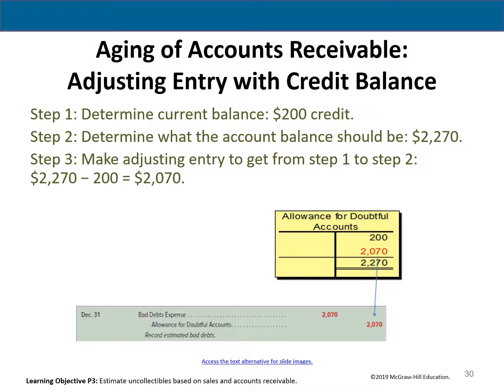Using our example, now look at our journal entry. If we had the same allowance for doubtful accounts balance, that $200 on the credit side, we would need to increase the $2,070 to $2,270, debit bad debt expense.